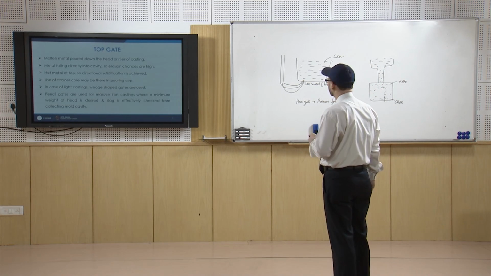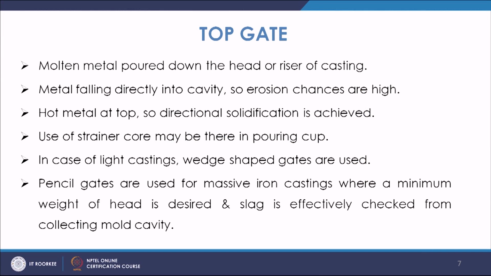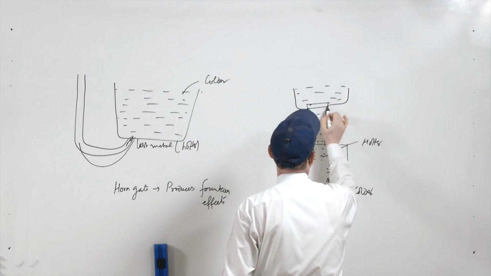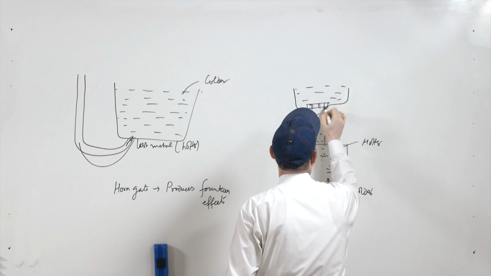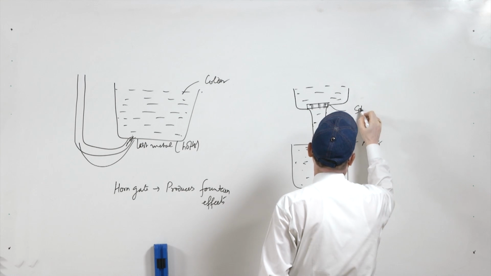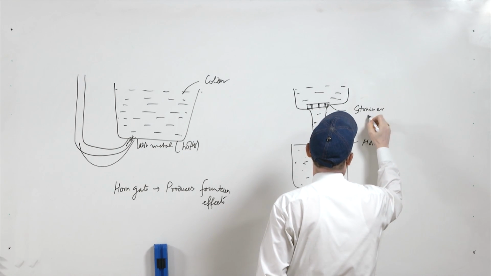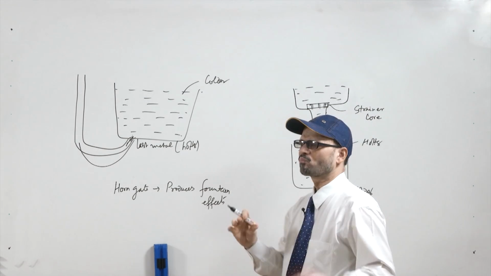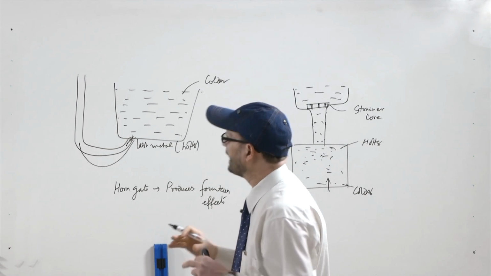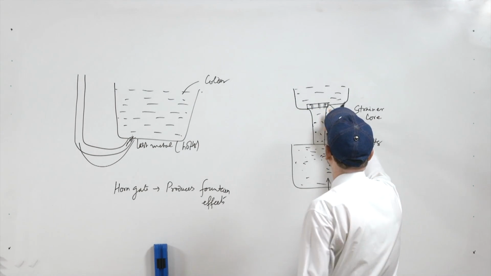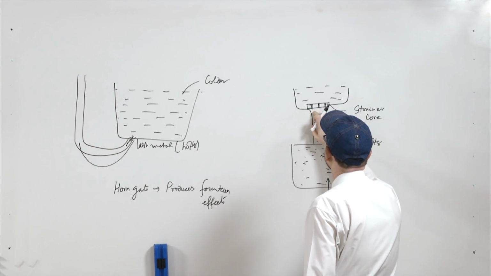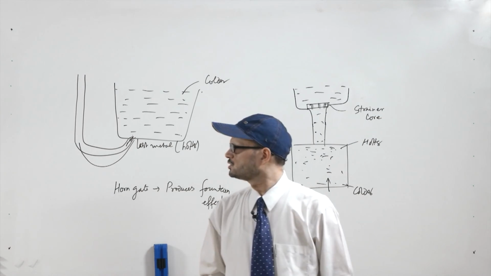Now, in these cases we may use the strainer core. You may think of using certain types of cores, that is strainer core, so that you can take the impurities out and not allow these impurities to come through, and you can allow only the clean metal to pass through it.